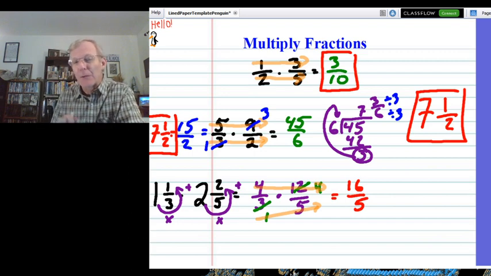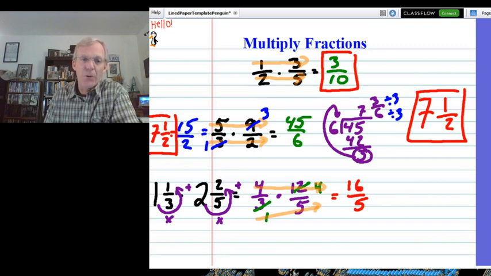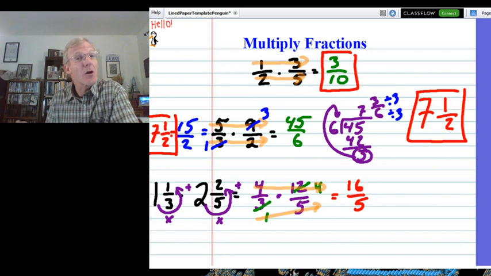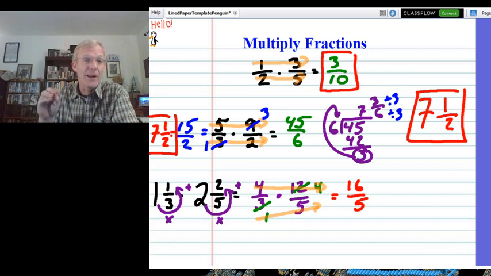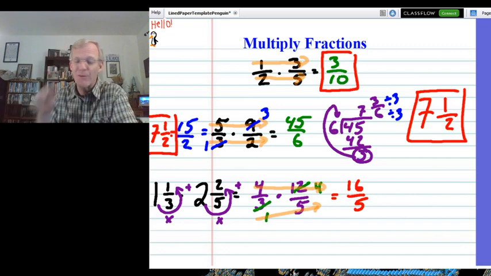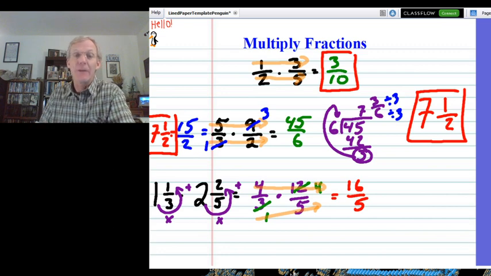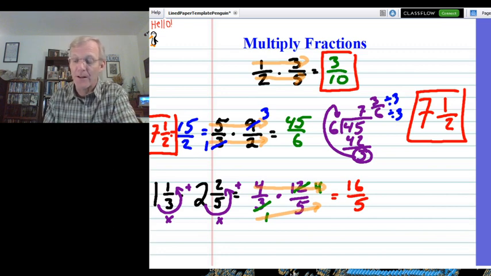The only time we'd really leave it as improper is if we were working with slope. And we'll do some of that later this year. Because with slope, you want to think of rise over run. And there's no whole number in front of that. So that's the time you would leave it as an improper fraction. But for now, we're going to go ahead and reduce this.